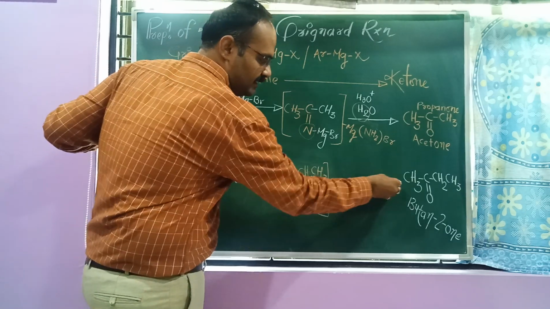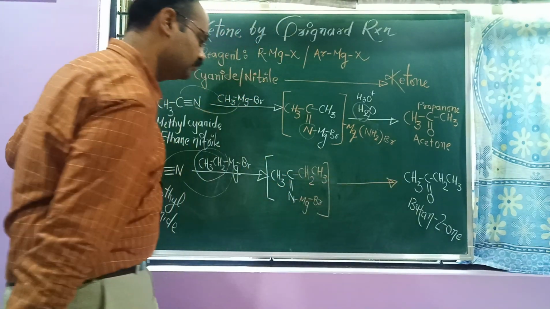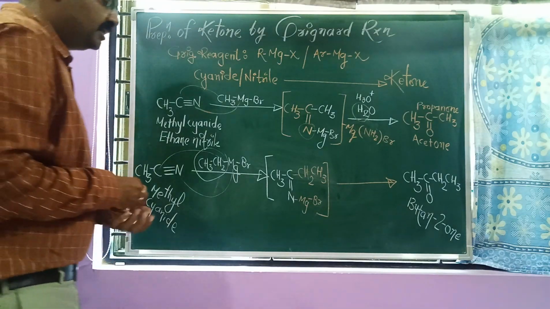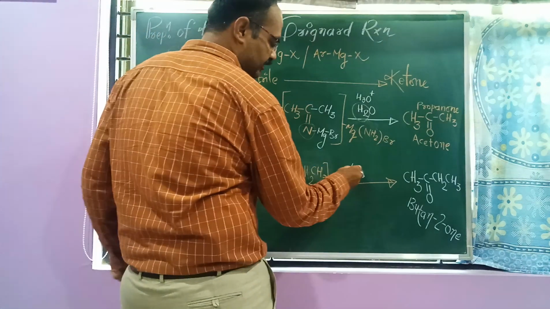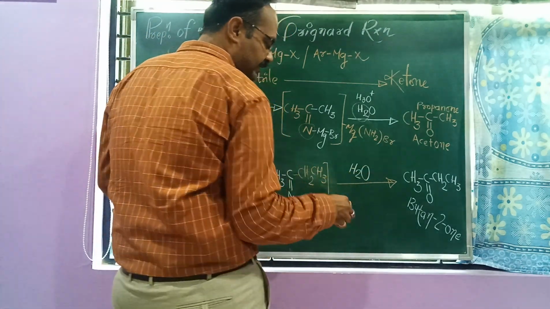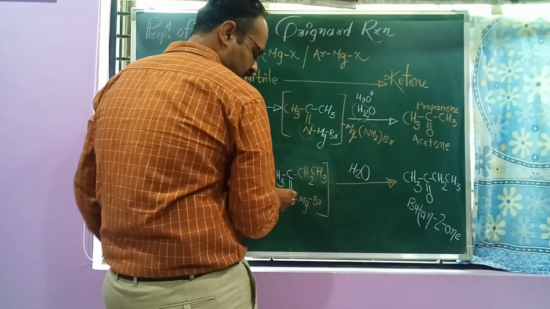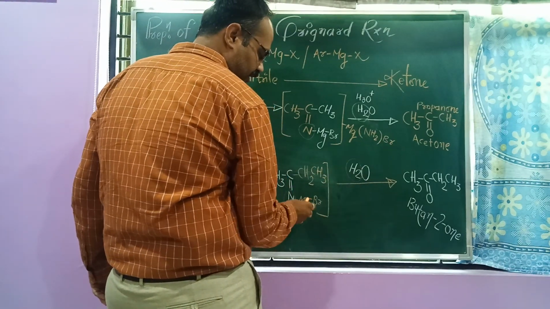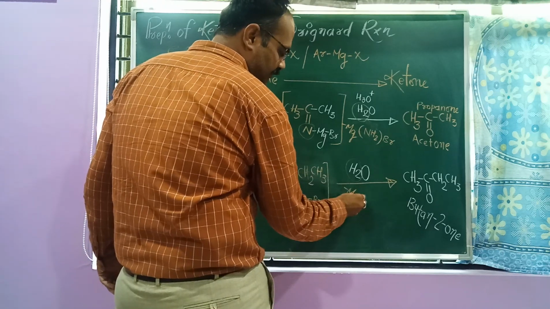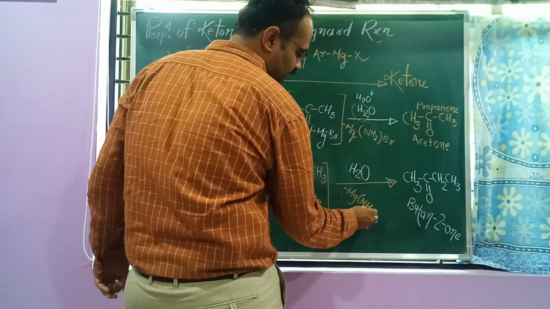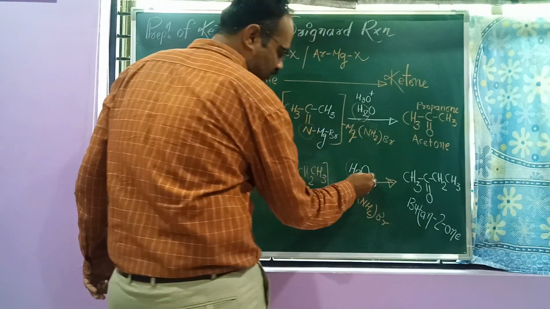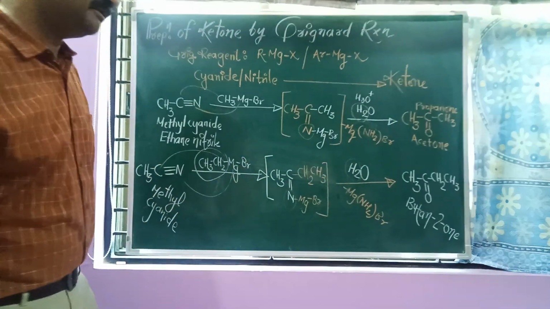As discussed above, our final product should be obtained with the help of hydrolysis. I am simply writing here H2O and H2 MgBr. That means byproduct is MgNH2Br. Oxygen will attach here, so we get final product.